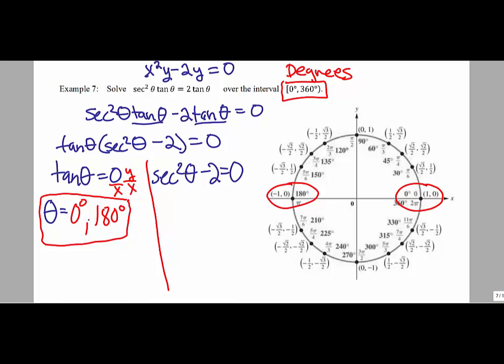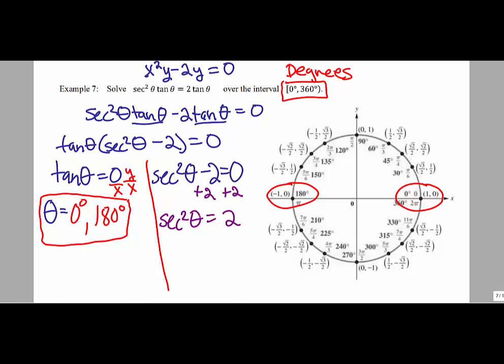Okay, so we got that one done. We have two angles now for our solutions. Here we need to solve by using the square root method. We have the quadratic term, we have the constant term. We do not have a linear term. So I can solve using the square root method by adding 2 to both sides.